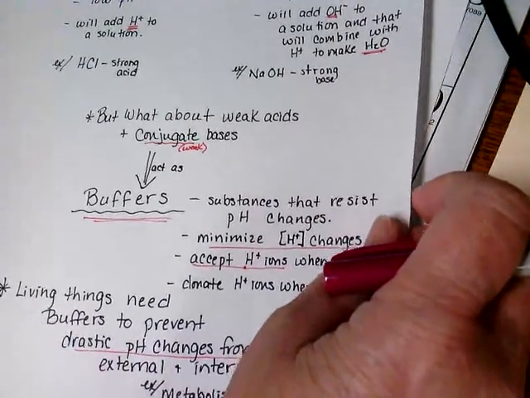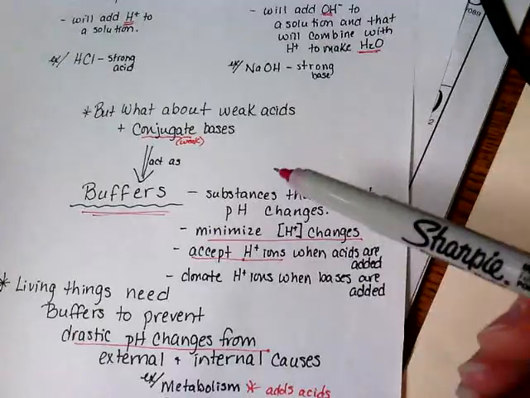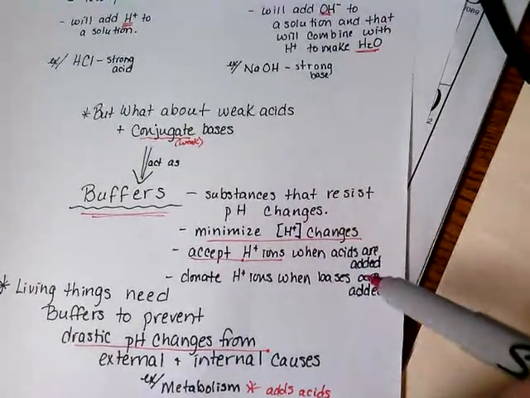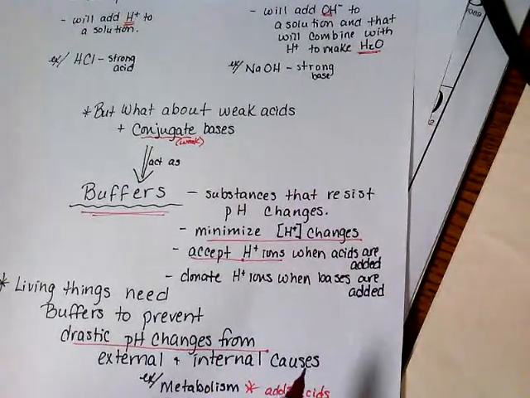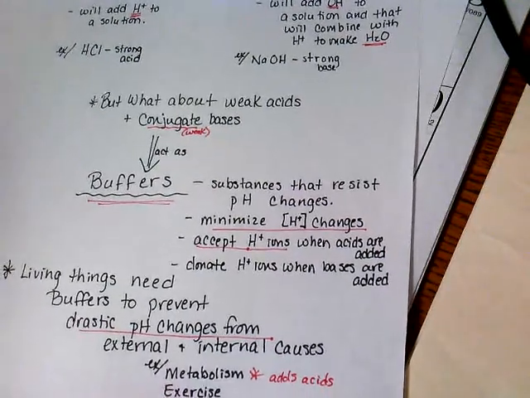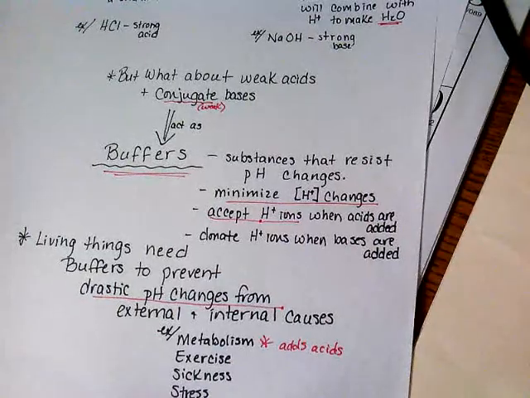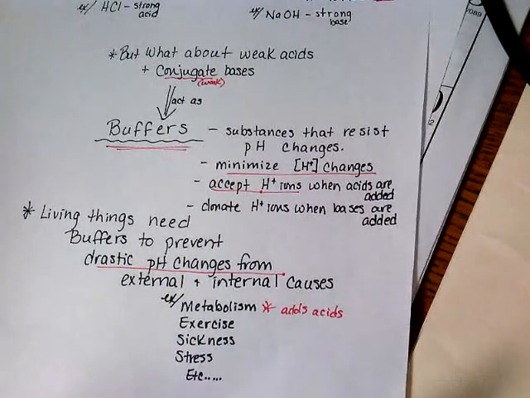Okay, so what are buffers? Buffers are substances like these weak acids and conjugate bases that will resist pH changes. They minimize the hydrogen ion changes. They accept hydrogen ions when acids are added, or they donate hydrogen ions when bases are added. And living things depend on these buffers to prevent these drastic changes. And we're constantly getting these drastic changes from both external and internal causes.